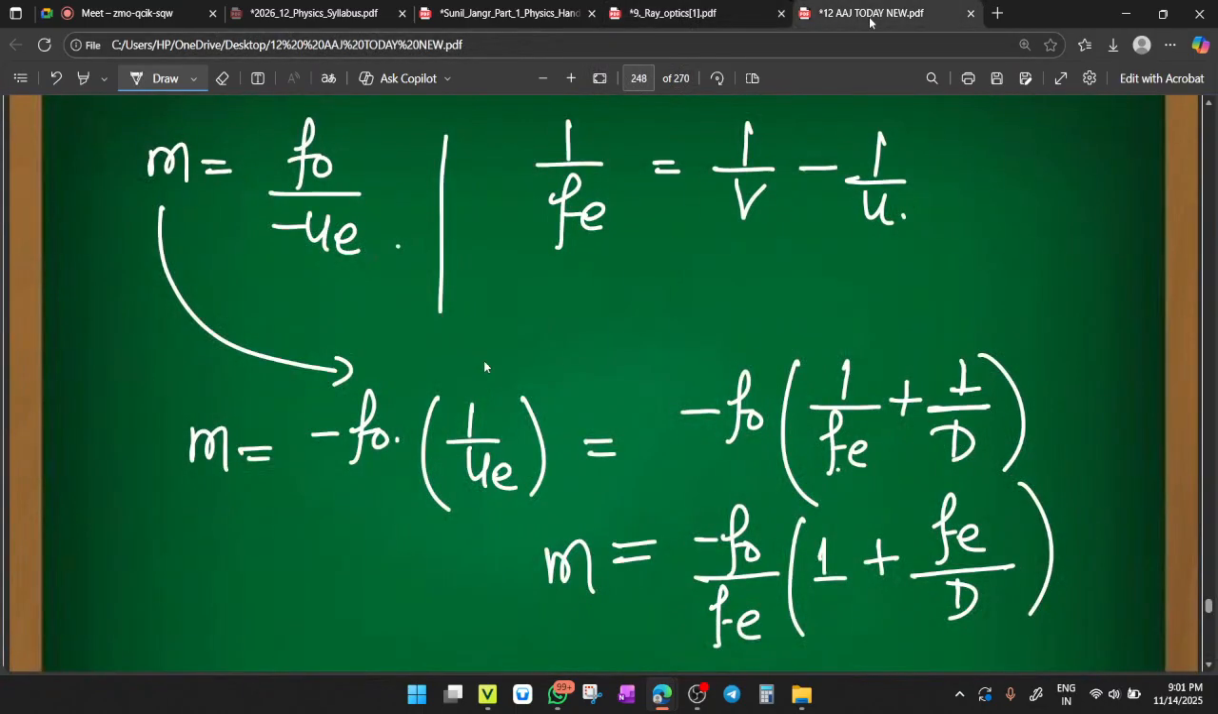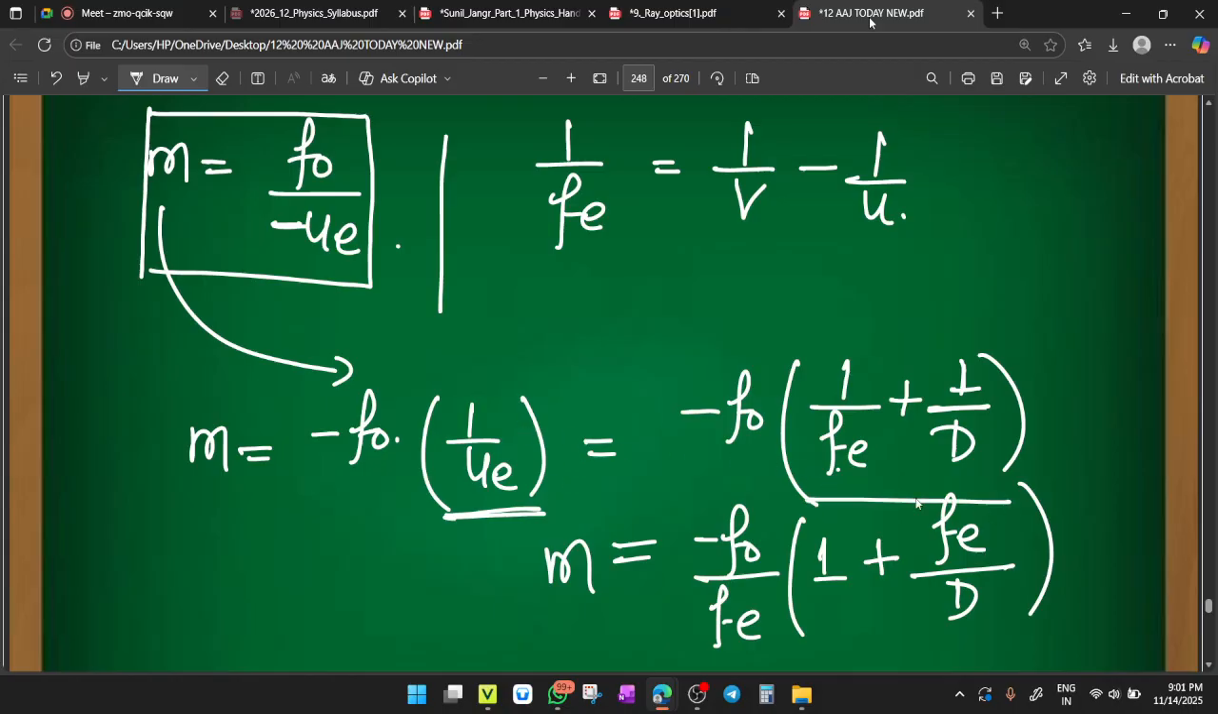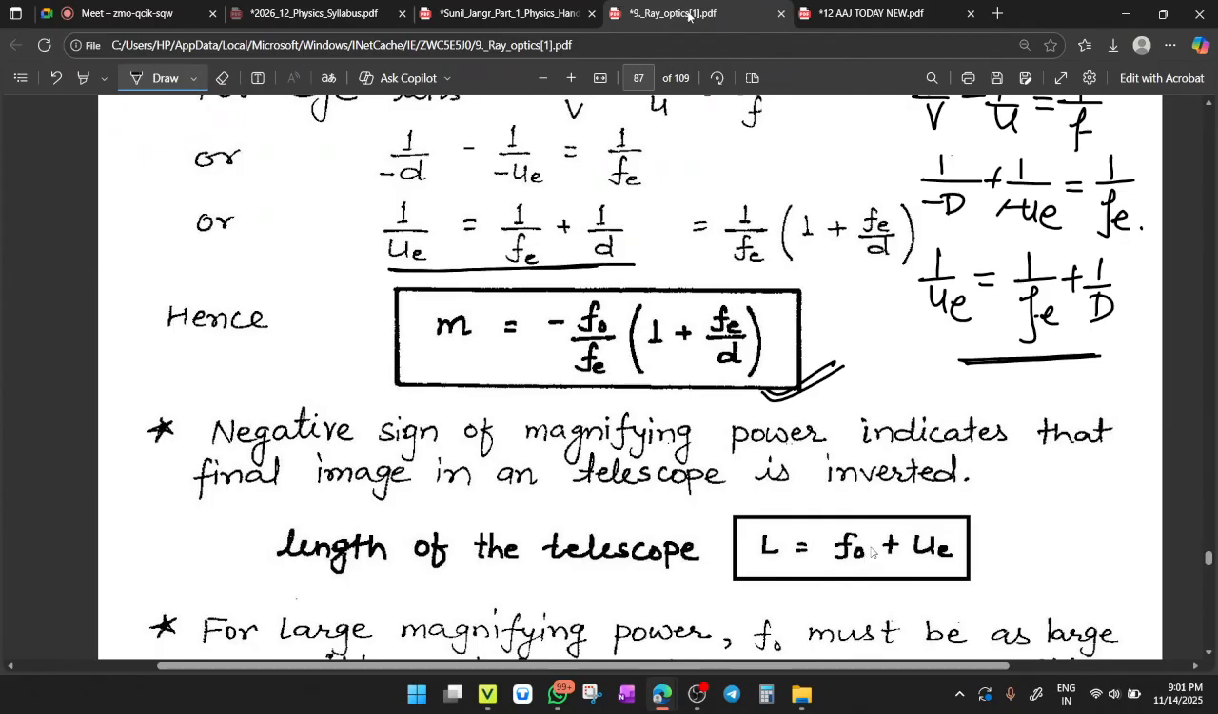Here we have the formula M equals FO upon minus UE, right? So make this minus sign upside: FO into 1 upon UE. And you have placed here the value of 1 upon UE. That equals this one. Clear? So two, three lines are skipped here.